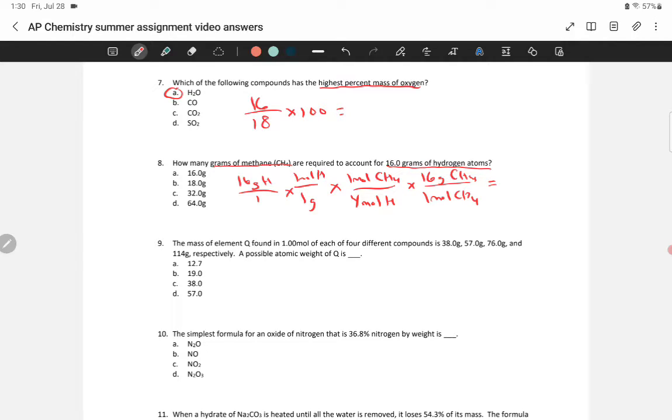So it looks like we got 16 divided by 4. I'm trying to do this in my head instead of using a calculator. I think that's 4. And then 4 times 16, I think that's going to give us an answer of 64 grams.